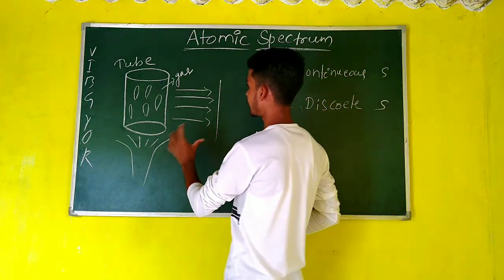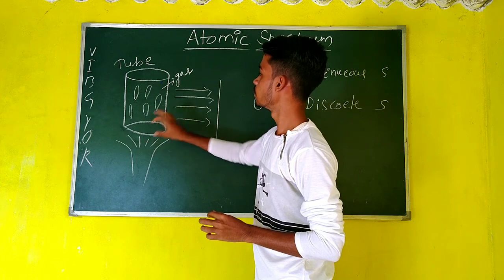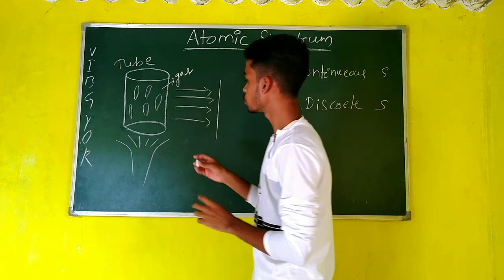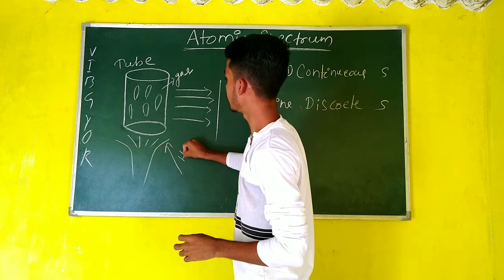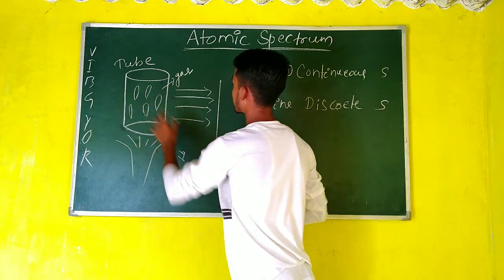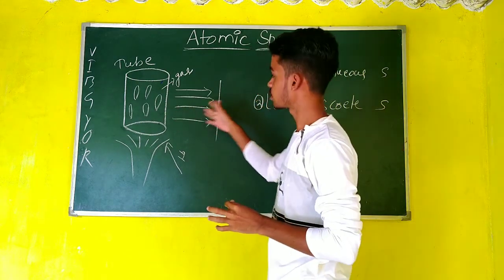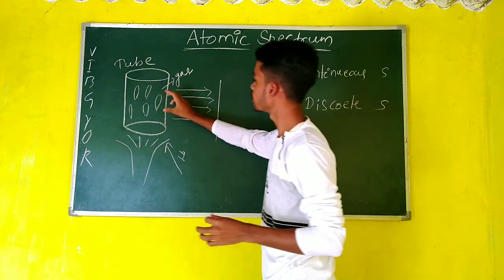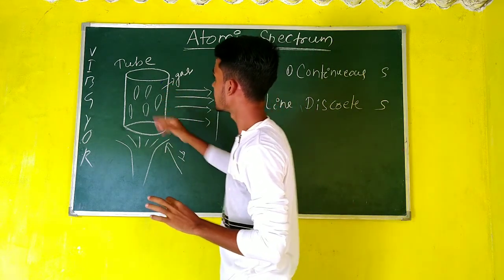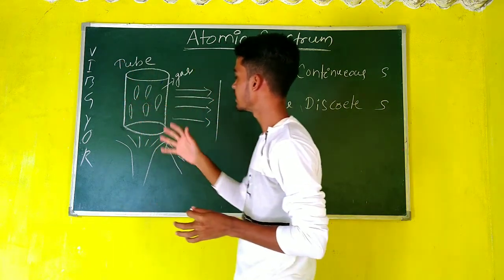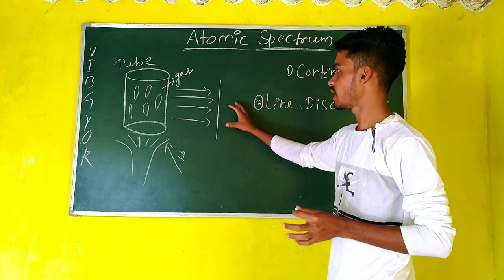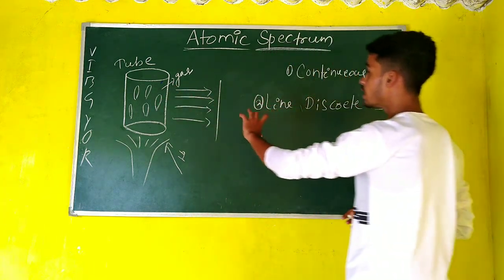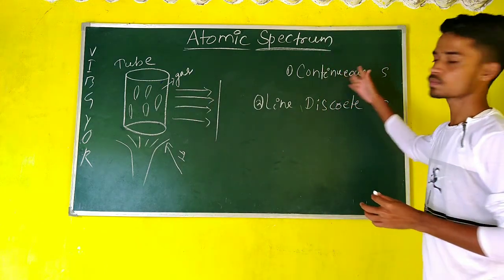Students, take a tube. In the tube, put a gas. Suppose we give some amount of heat to that tube, and the gas is converted into rays. Suppose after absorbing heat, violet, indigo, blue, green, yellow, orange, red, all rays are emitted. When all rays are emitted, we call this a continuous spectrum.